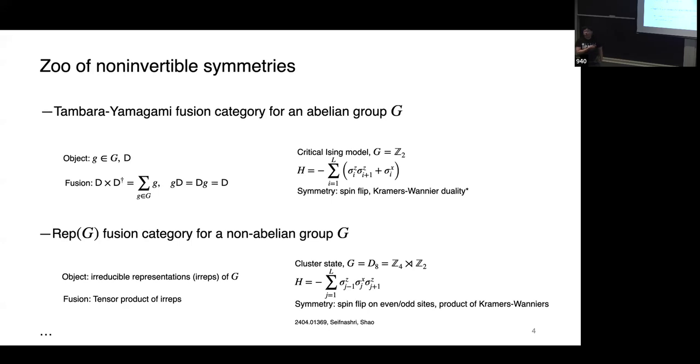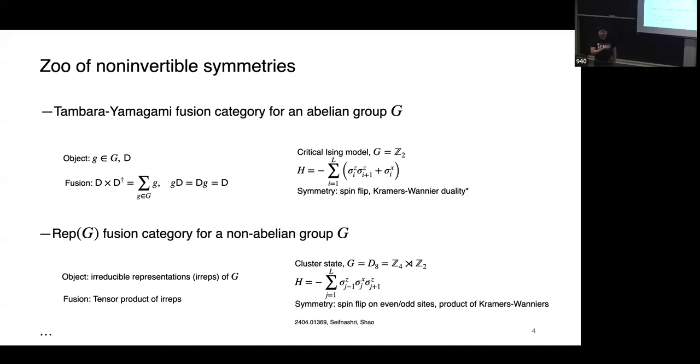For any non-abelian group G, there is an associated representation fusion category, where the objects are the irreducible representations of the non-abelian group G. Because it is non-abelian, it has irreducible representations with higher dimensions, and the fusion is the tensor product of these irreducible representations. The fusion of the higher dimensional irreducible representations will generally give you non-invertible fusion rules. On the lattice, the simplest example is the cluster state, where the non-abelian group is D8 and the fusion category is Rep D8.